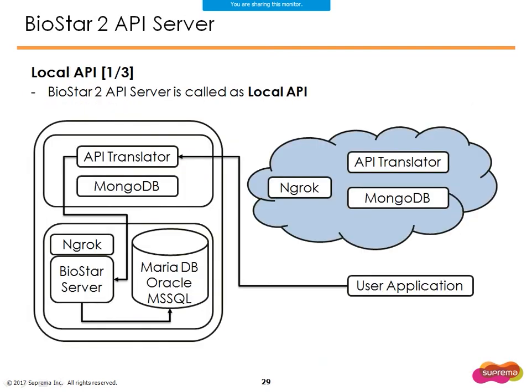I mentioned that there are two ways to call API previously. One is Cloud API. Another one is Biostar API server, which is called local API. In case of local API, you don't use the cloud server when calling API. You must install the API server separately on the local site instead of the cloud server. In this case, Angular is not needed due to accessing Biostar server via local API server.